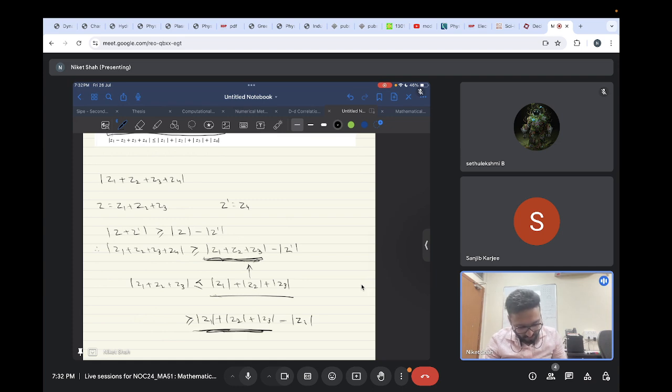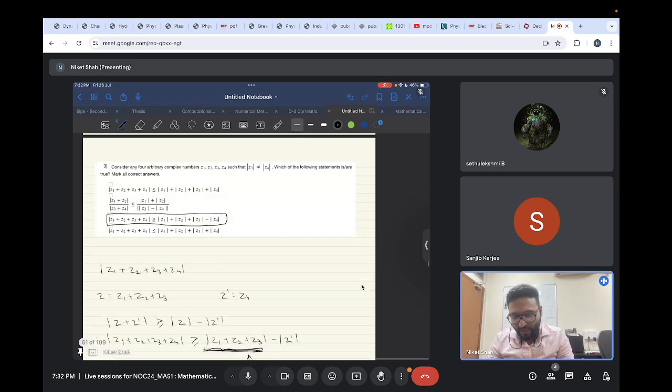Modulus of z1 plus mod z2 plus mod z3 is greater than modulus of z1 plus z2 plus z3. So whether the inequality still holds, whether this is still lesser than the left hand side, or it becomes greater, we don't know. So in this case, it is undecided. And in this case, you cannot say whether this is true for all arbitrary complex numbers. It can be true for some complex numbers, it can be untrue for other complex numbers. Do you get the idea? Is this clear?